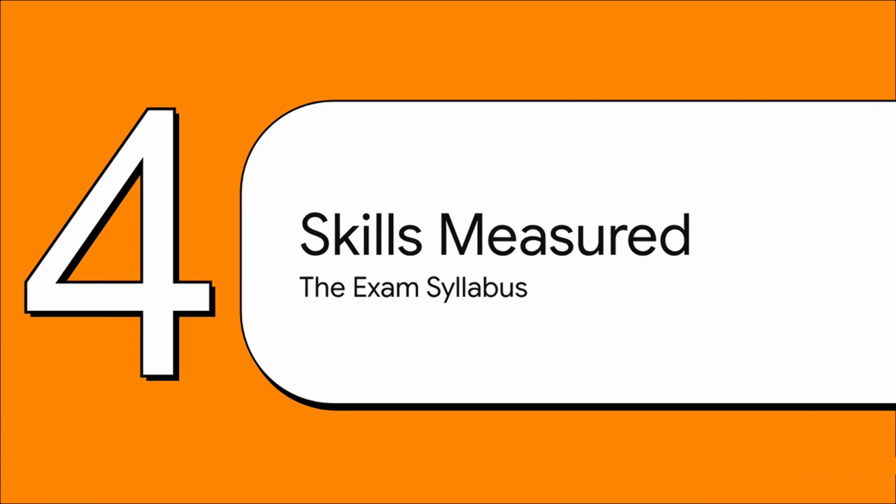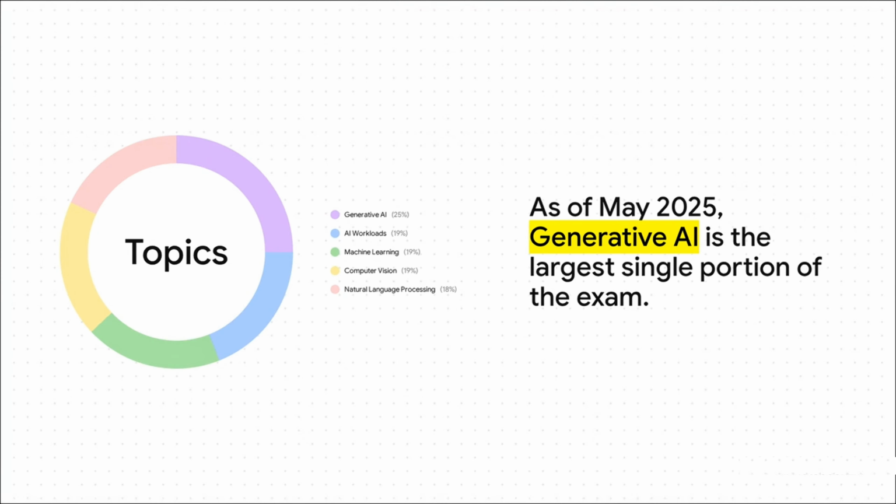All right, so we know how they ask the questions. But now let's talk about the what. What stuff are they actually going to test you on? This is the official syllabus, the skills they're measuring. Now listen up, because this is huge. As of the latest update, the exam has a major new focus. Just look at this chart. Generative AI is now the single biggest slice of the pie, making up a whopping 20 to 25% of the exam. The other core areas, like AI workloads, machine learning, and so on, are all pretty evenly weighted at around 15 to 20% each. This shift tells you everything you need to know about where the industry is heading.